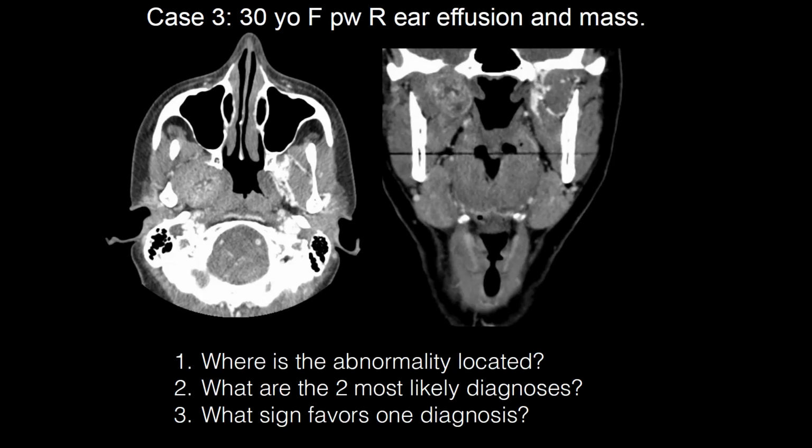And on the coronal image, is there a sign that makes you favour one of those two, a pleomorphic adenoma versus a schwannoma? Pleomorphic adenoma. Why? Because it's got a cribriform, cerebriform kind of enhancement. Okay. Well, a schwannoma can also have that because it can undergo cystic degeneration. I've seen a schwannoma that's completely cystic.